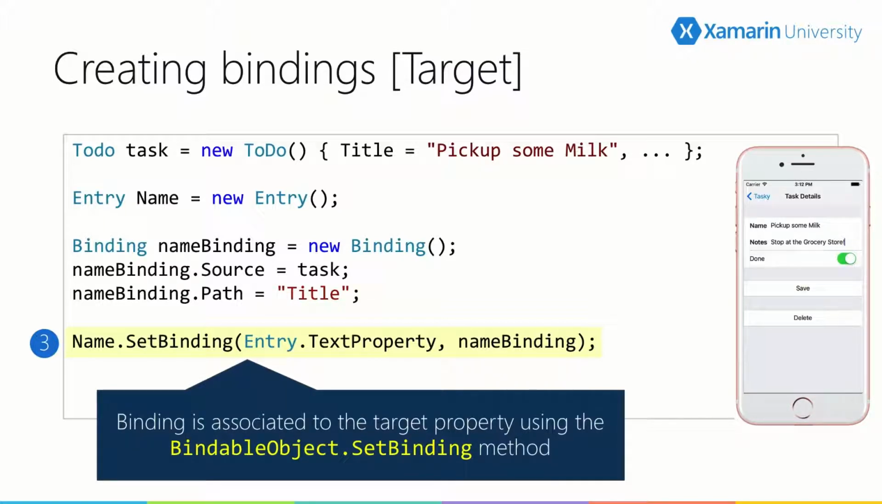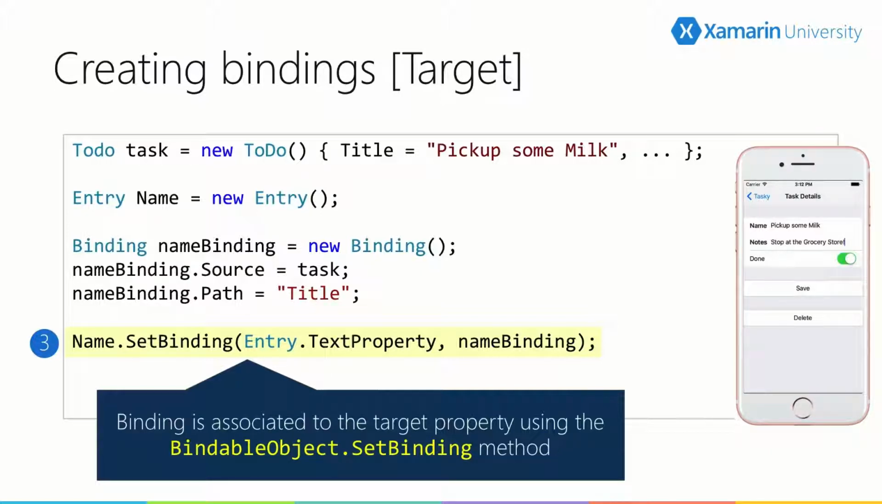The last ingredient that we need here, well, that's our target. And here you can see why it is necessary that our target is a bindable object, because it has to expose specific methods. Here in this case, name is our UI element. It's an entry field. It is a bindable object, and as such, it offers us the SetBinding method. The first parameter of this method, that's the bindable property that we want to use to move our data into. In this case, it's the entry's text property.